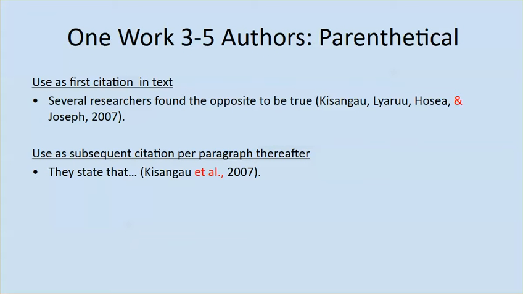The same rules with ampersand apply when you cite 3 to 5 authors within parentheses. The first time you talk about the authors, define them by writing out all of their surnames. The next time you refer to them from the exact same source, write the first author's last name followed by et al., period, comma, and the year of publication, and close everything in parentheses.